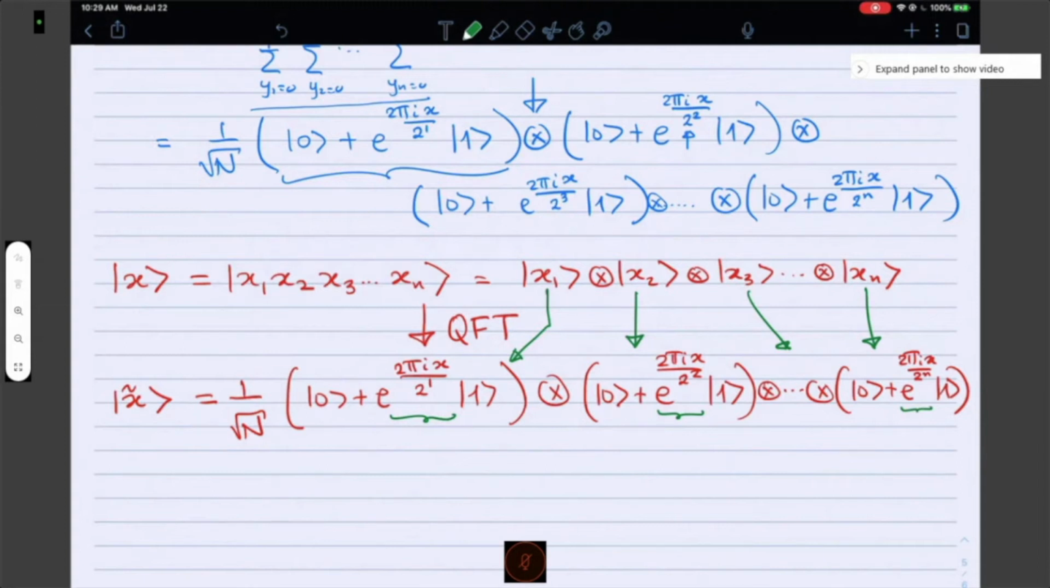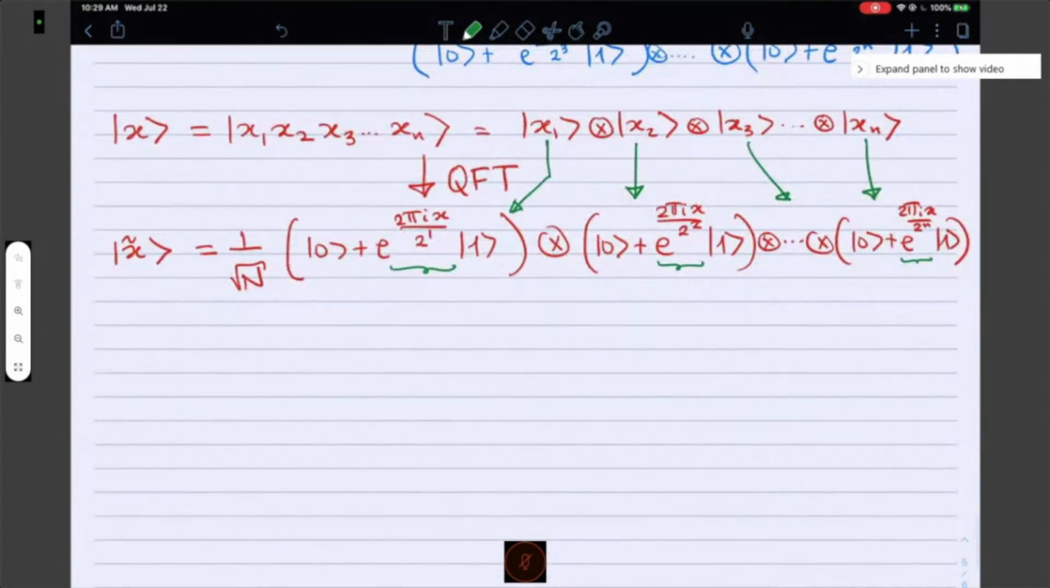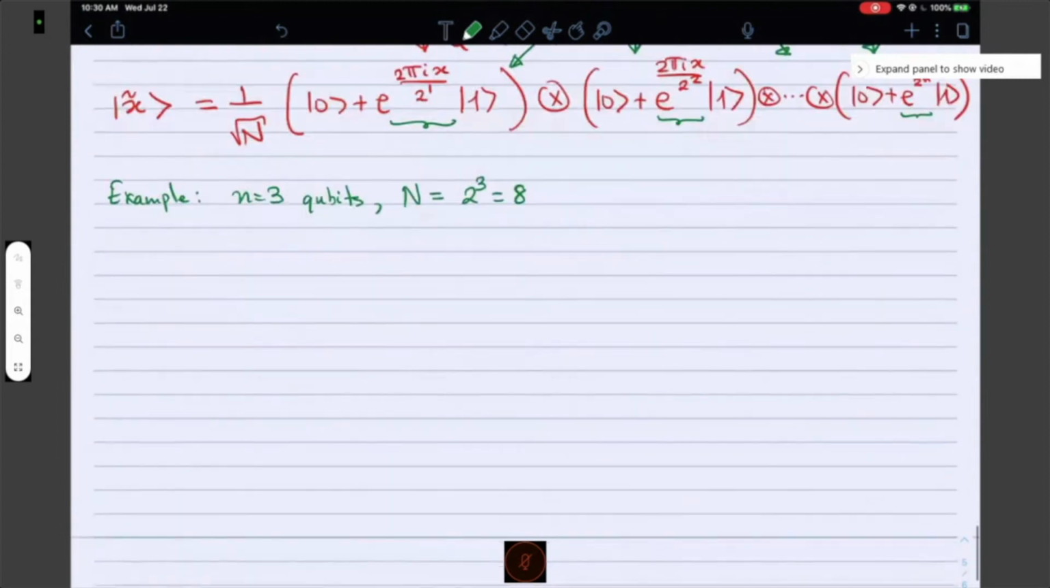All right, so let's pause here very quickly and look at what happens for the case, for example, of 3 qubits. So let's say, example, n equals 3 qubits. That means N, the big one, is 2 to the power of 3, which is 8. And what this also means is if we try to do, for example, x equals 5, again, this is the abuse of notation I was telling you about. Really, 5 is just 1, 0, 1.